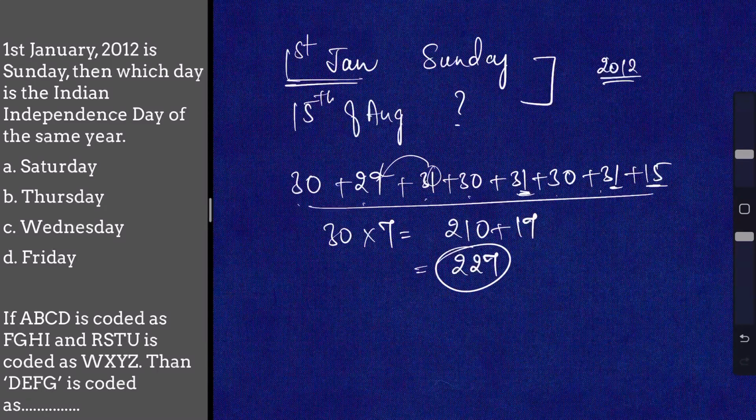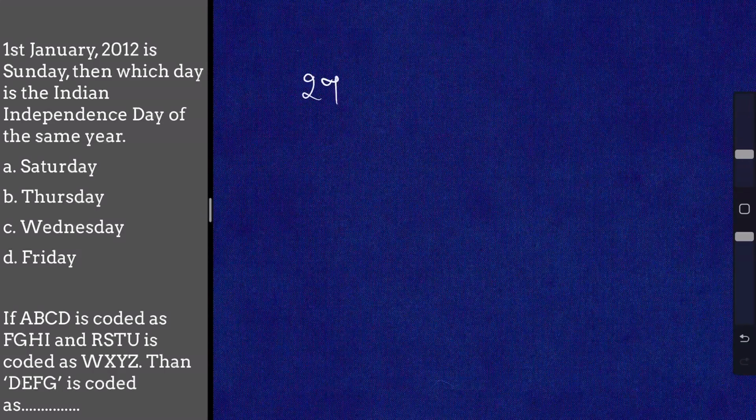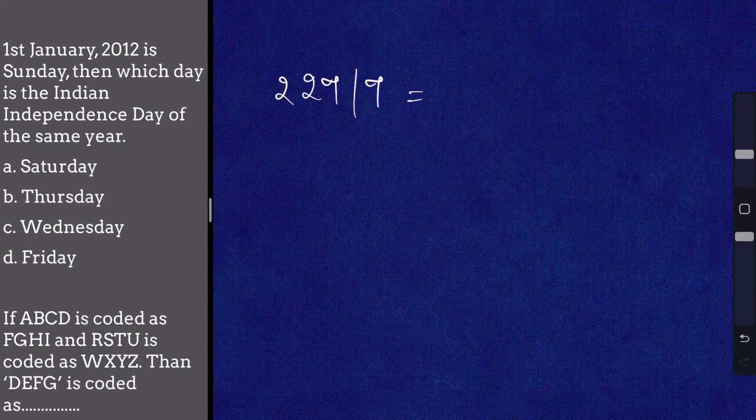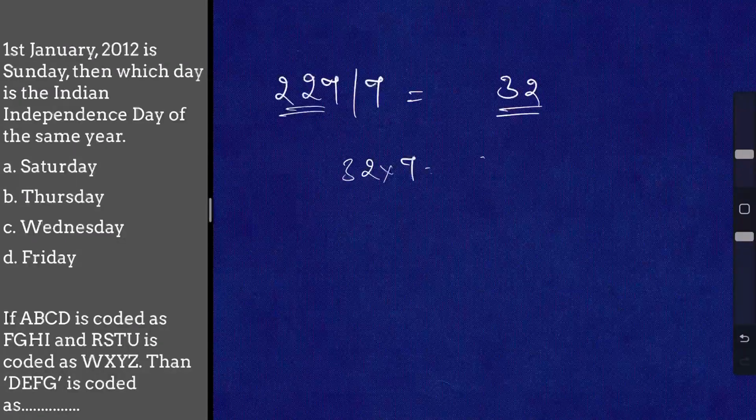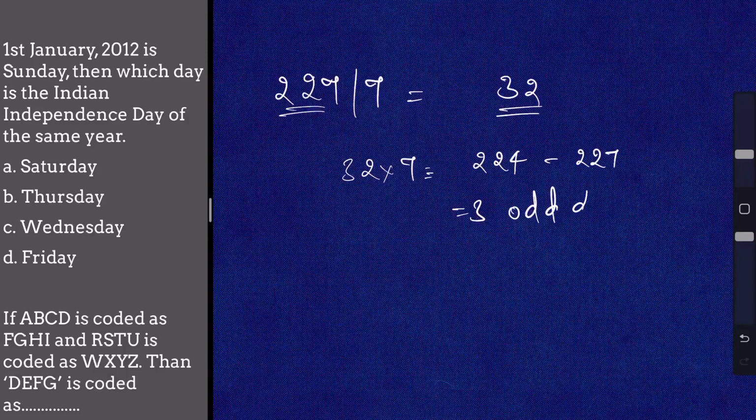Now using the concept of odd days, we will find out the day of independence. So 227 needs to be divided by 7. Obviously it is not a multiple of 7, so let us find the nearest multiple. 7 3s are 21, 7 2s are 14. So the nearest multiple of 7 close to 227 would be 32. 32 multiplied by 7 will give us 224. So 227 minus 224, we are left with 3 odd days.